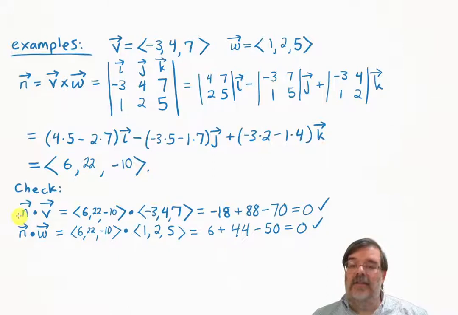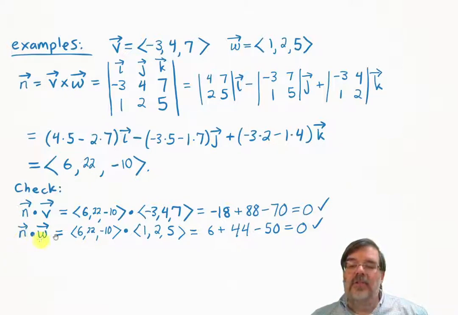All right, and now to check this, I have n dot v. So I'll take this vector, dot it with v, and I should get 0. 6 times negative 3 is negative 18. 22 times 4 is positive 88. And negative 10 times 7 is negative 70. If we add those up, we get 0.